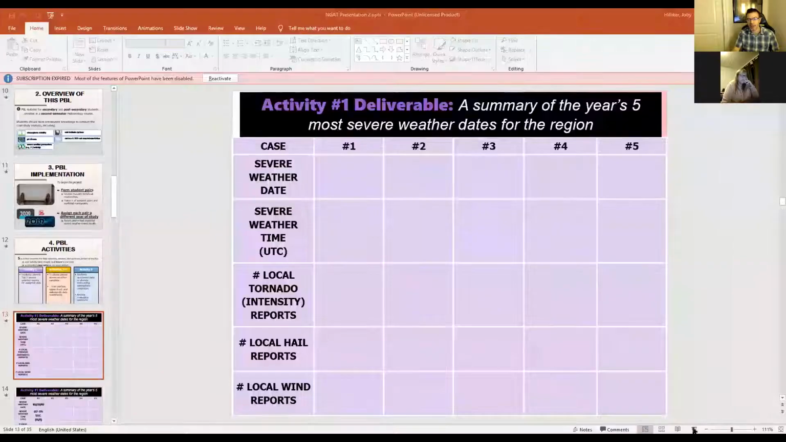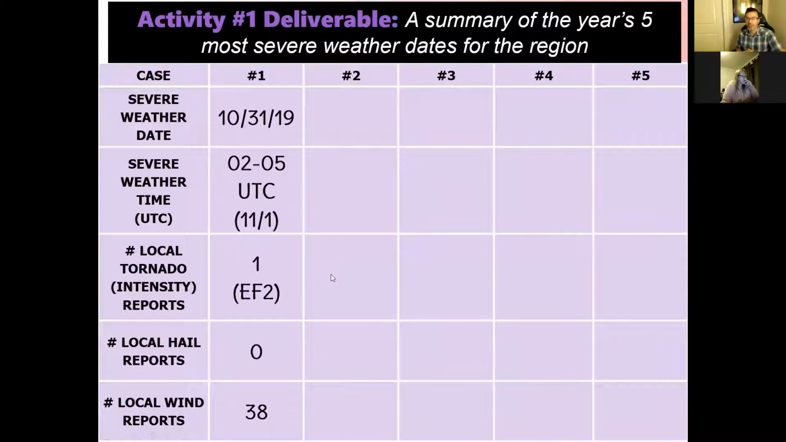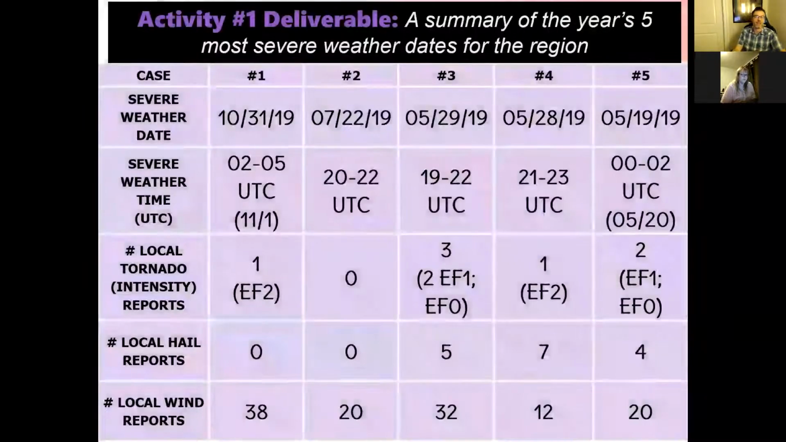All right, let me go back to my PowerPoint. And now that we have October 31st as being a key event, what we can do now is put that information in. Okay, so in this case, I'm asking for the time, how many tornadoes, how many wind, just for the student to feel a little bit more familiar with the event. And this is what a student actually wrote down for 2019.